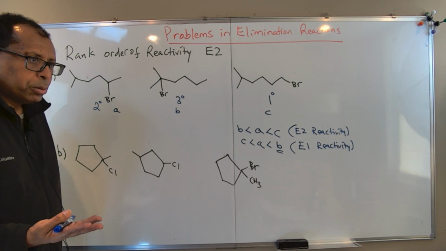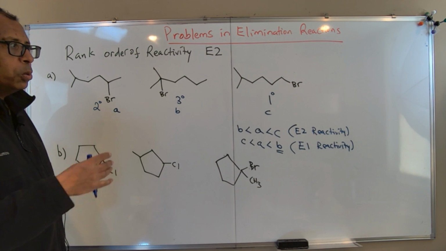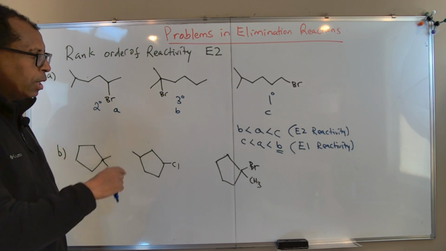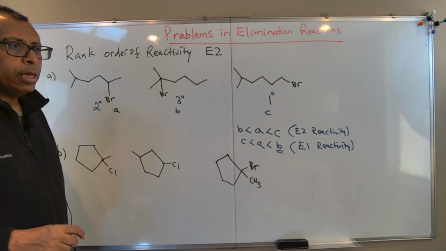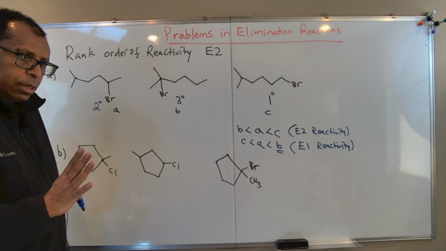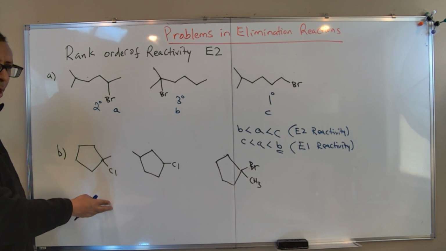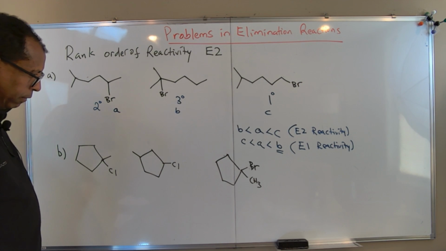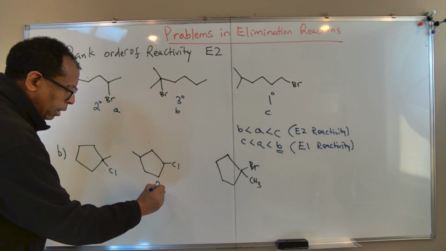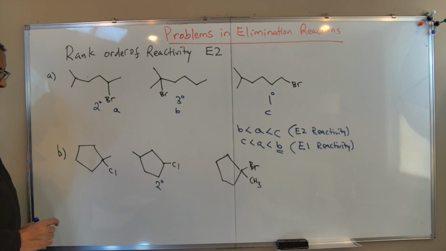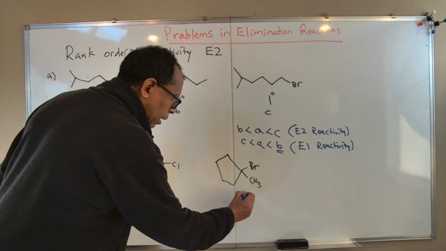So the conclusion would be primary alkyl halides are easy to undergo E2 reaction, and tertiary alkyl halides are easy to react in E1 mechanism. So that is the conclusion. So after solving this, it should be much easier. So for E2 reactivity, if we just look, this is a secondary alkyl halide. This is a tertiary alkyl halide, and here is a tertiary alkyl halide.